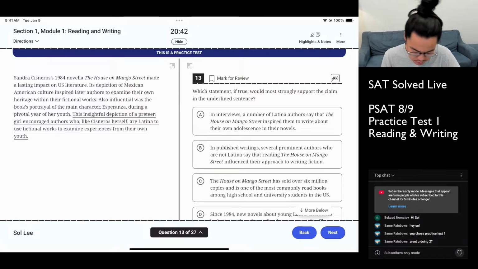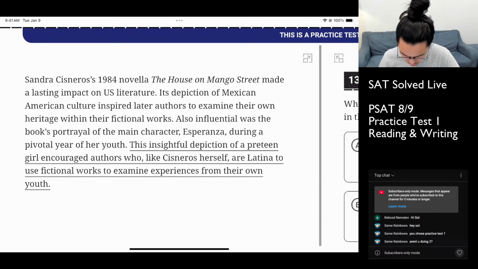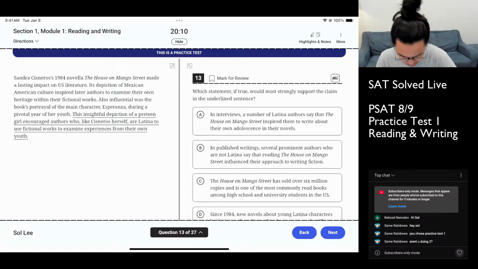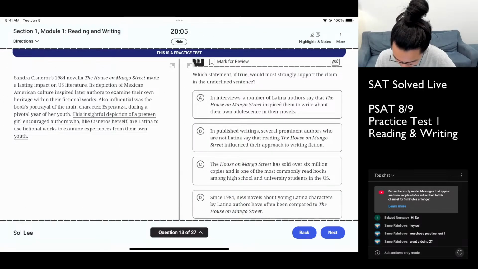Claim, underline sentence. Let's go. Mango Street, lasting impact. Okay, novella. Okay, got it. Mexican American, impacted other authors, later authors, and then okay, culture, but also character. Culture and character were both influential, and this is the impact. Okay, impact. Oh, this is not a part function question. Obviously, this is an evidence question. Okay, so we need to support this claim.